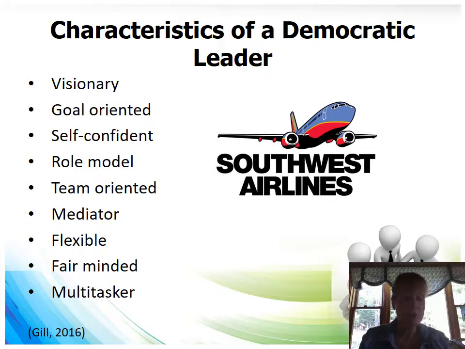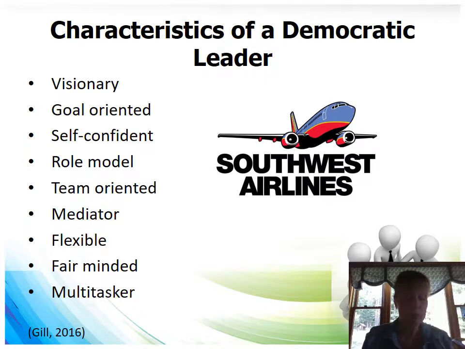What characteristics do democratic leaders need to survive in an organization? He, or she as it may be, has to have vision. In order to guide workers in the proper direction, the leader needs to know where the organization is headed. In other words, they need to be goal-oriented. The democratic leader should be self-confident and decisive. They also need to be a role model, as it is imperative that workers respect their leader.